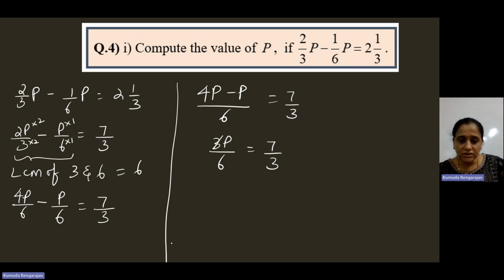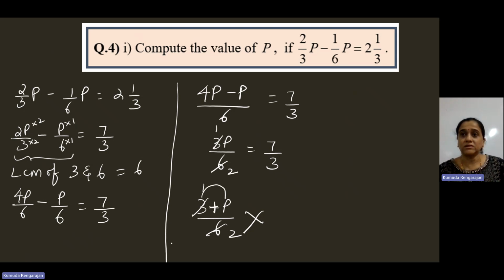Now you can cancel here. 3 1s are, 3 2s are. Because it's multiplication, so you can cancel. If it was 3 plus p by 6, supposing, then you cannot cancel. 3 1s are, 3 2s are is wrong, because see, 3 and p are connected by the plus sign. When terms are connected by the plus or minus sign, you cannot cancel like this.